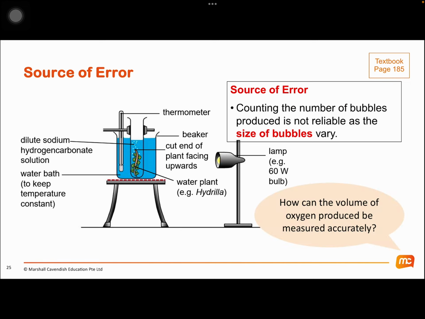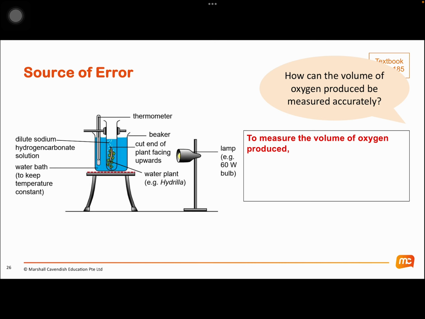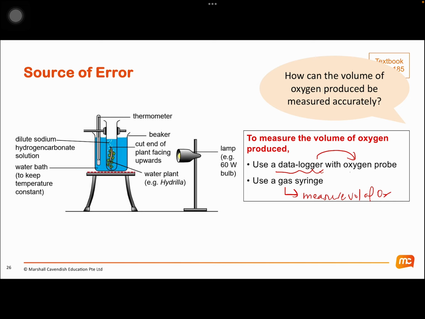So how can it be measured instead? You can see in the recent video, we can use a gas syringe to measure the volume of oxygen. We can also use a data logger attached to an oxygen probe, which will tell you the percentage of oxygen produced at a certain point of time. So you can collect the numbers and then plot a graph accordingly.